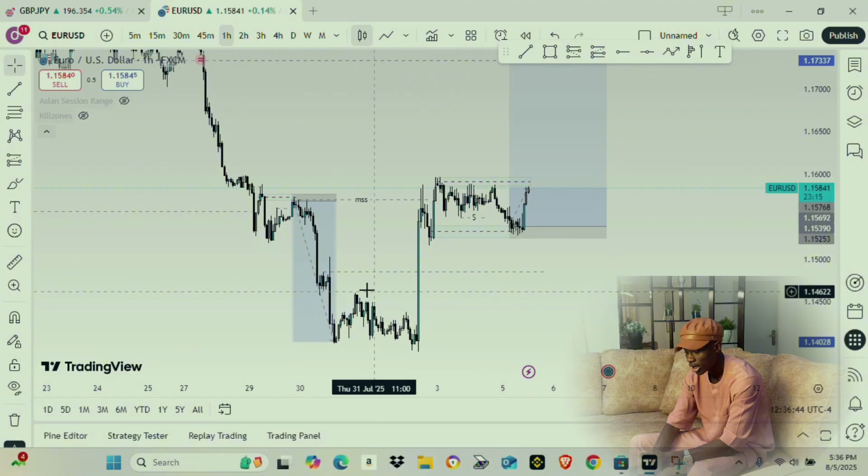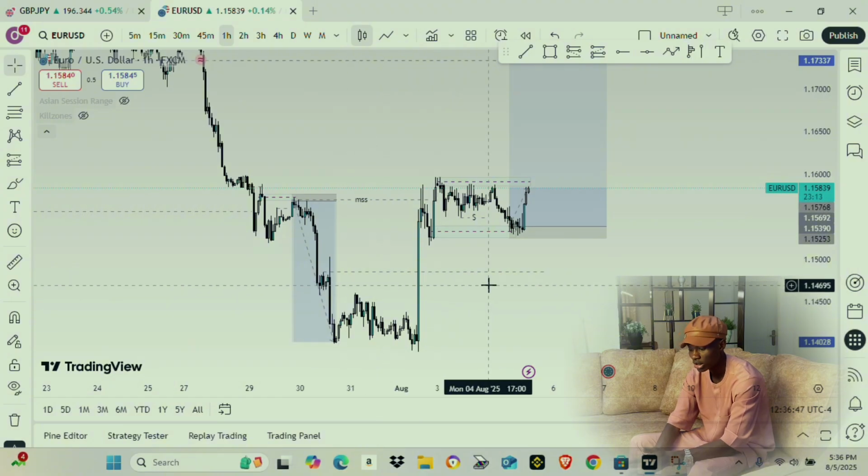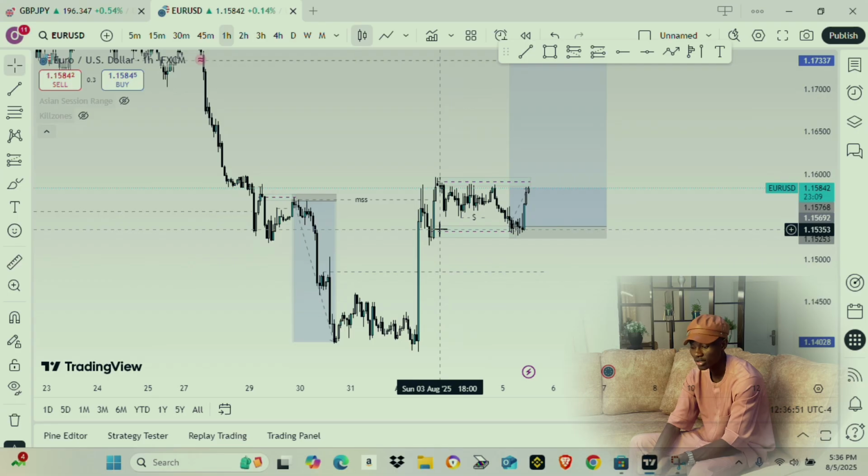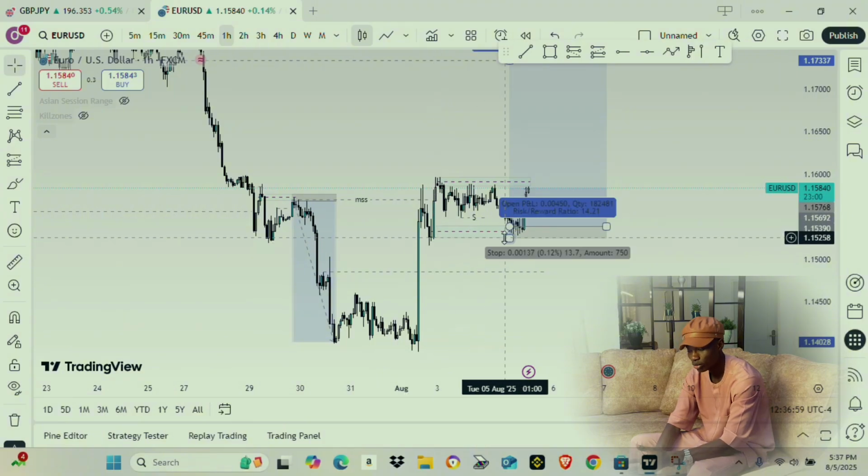I'm not going to be waiting for market to come back to this first breaker block or this first key zone for me to take a trade, because this is where we came in, where the momentum broke structure. So this is where I'm going to be taking this trade from, and actually knowing where to target.